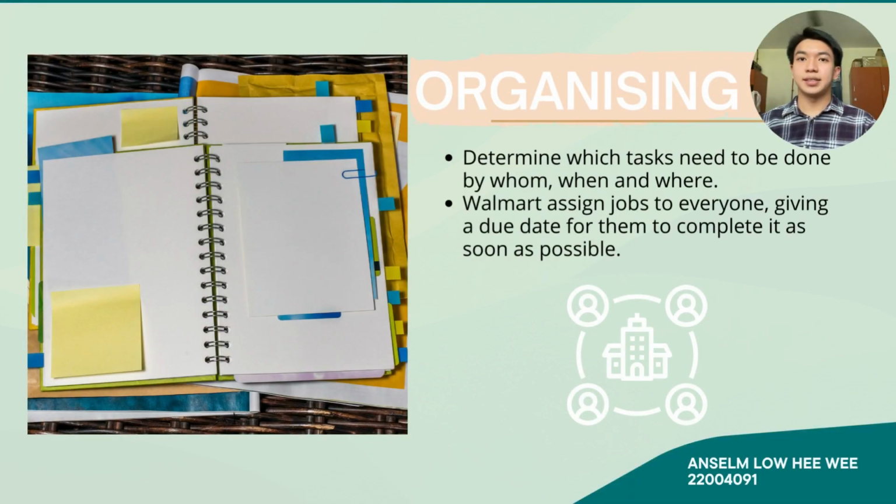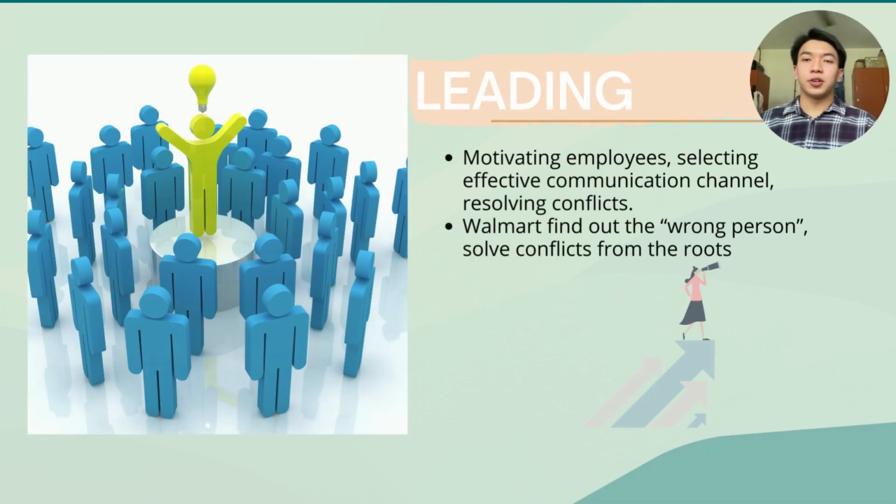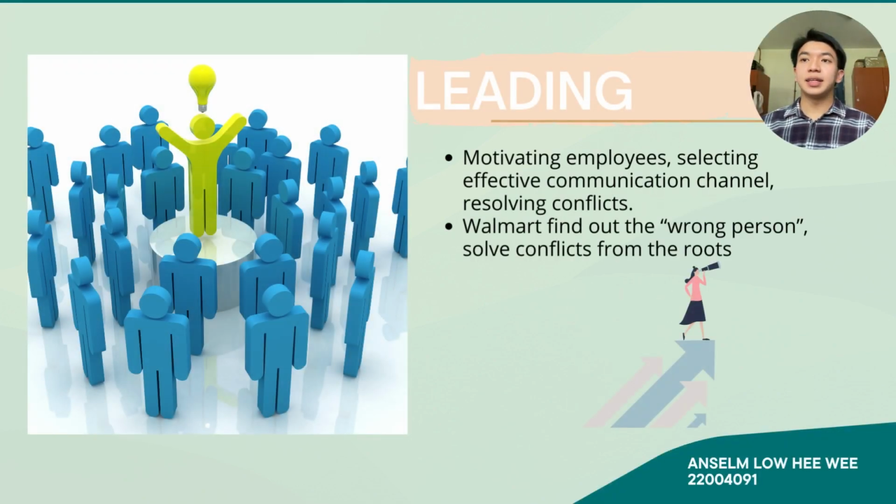The second function is organizing. Organizing includes determining which tasks need to be done by whom, when and where. For example, Walmart assigns jobs to everyone, giving a due date for them to complete it as soon as possible. Moving on, leading. Leading includes motivating employees, selecting effective communication channels, and resolving conflicts. For instance, Walmart finds out the wrong person and solves conflicts from the roots.